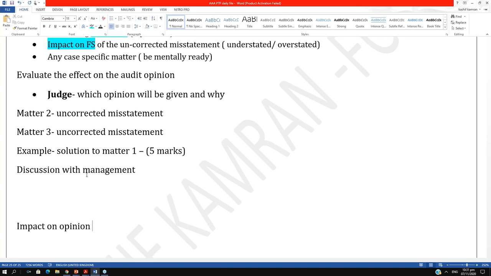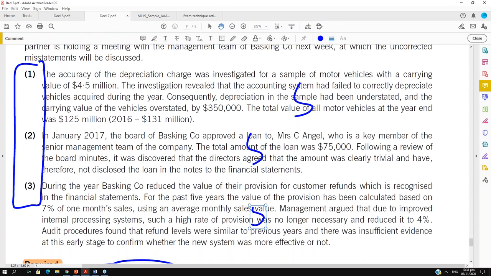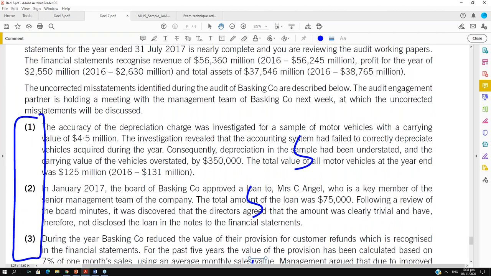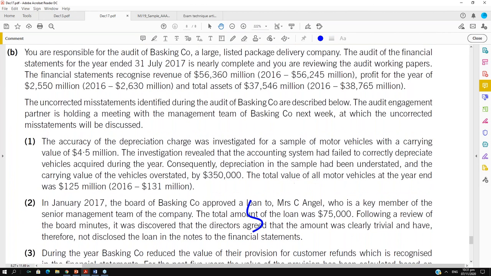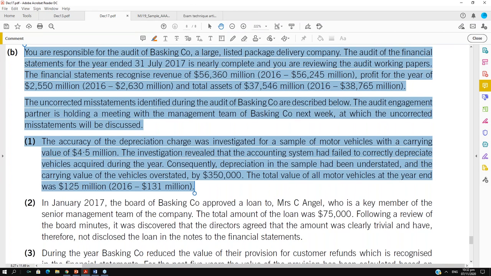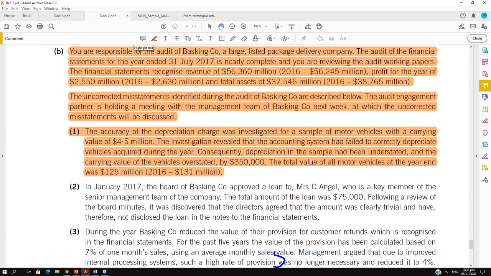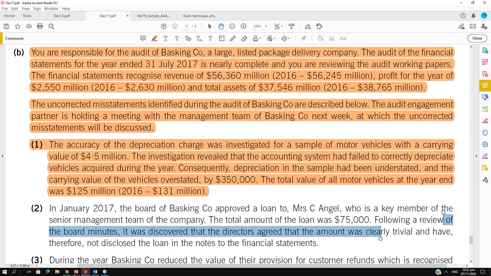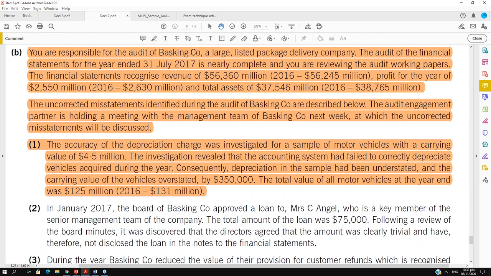Okay, let's read the case. Can you all just spend 5 minutes reading the first part? Read from here to here. Your time starts now. You have 4 minutes to read the paragraph highlighted in orange in front of your screen. I hope you're all reading, right?